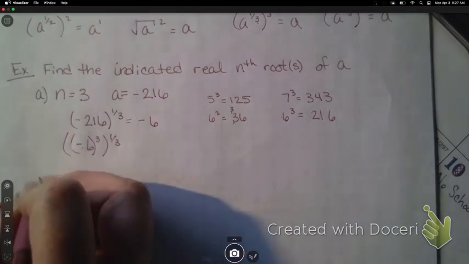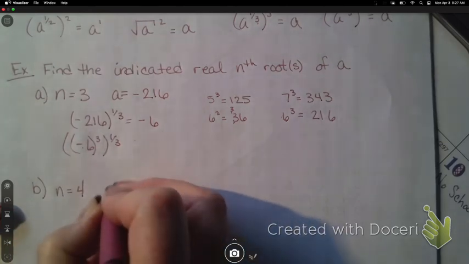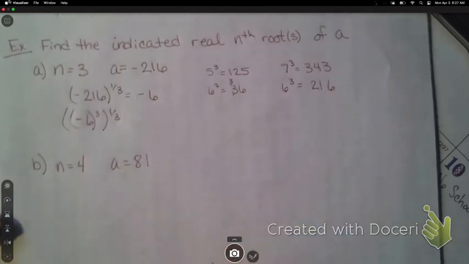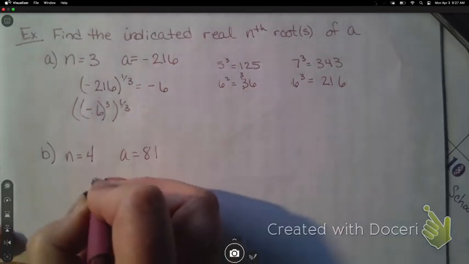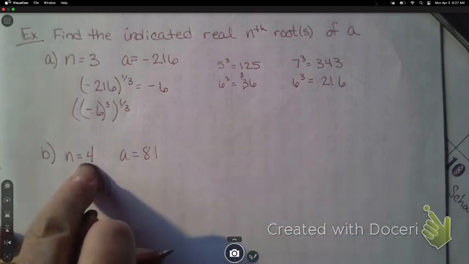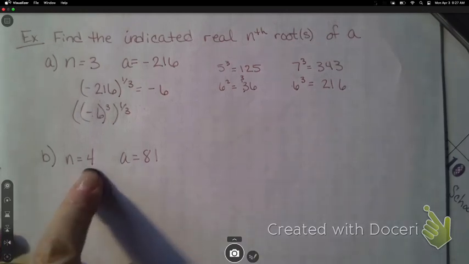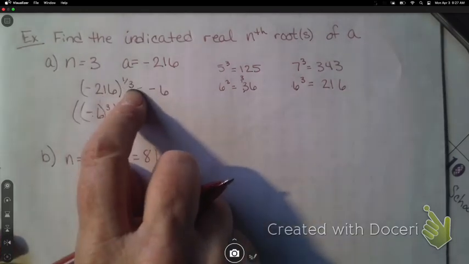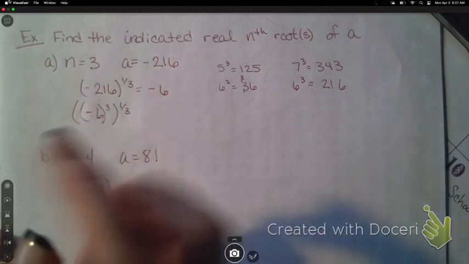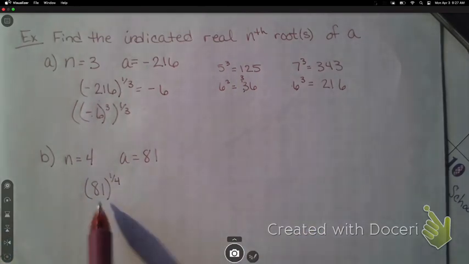So B is n equals 4 and A equals 81. So we're taking 81 to what root? What power? It's the fourth root, so what power is the fourth root? No, what I need to know is the power. The power was 1/3 before. So the fourth root, the power is 1/4. Because 81's to the first, right?